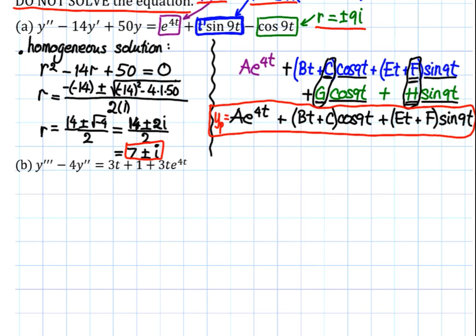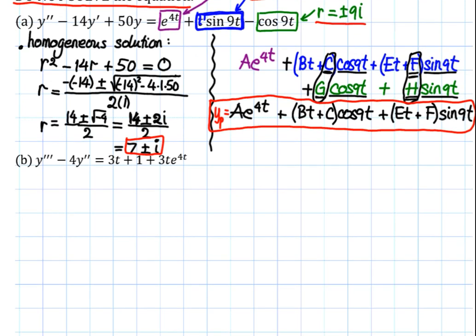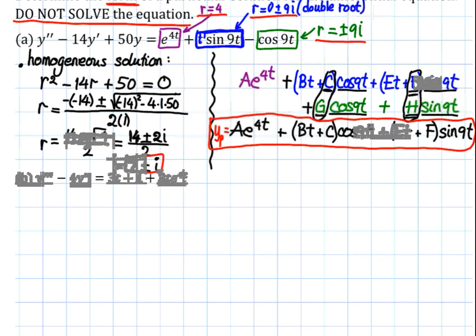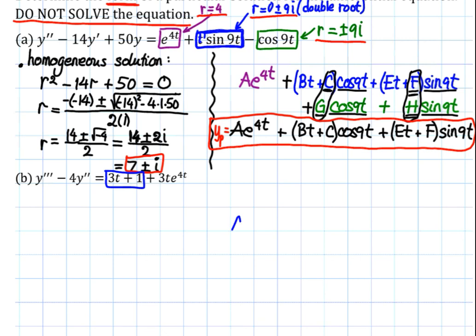Right. Now we'll go to the next part, the next equation. On this one, we're going to have 3t plus 1. So that is a polynomial. So the particular solution, we have the form of at plus b. So we have the same form as the polynomial.